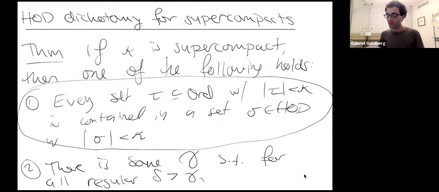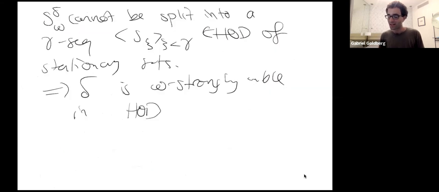So you have one of the following two statements. Either you have this covering property, so you can cover sets of size smaller than kappa with ordinal definable sets of size smaller than kappa. Or you have this very strong anti-covering property where you cannot split stationary sets in an ordinal definable way. Okay, so you'll get to sort of complete the proof of the full HOD dichotomy theorem in the homework. And yeah, thanks for listening.